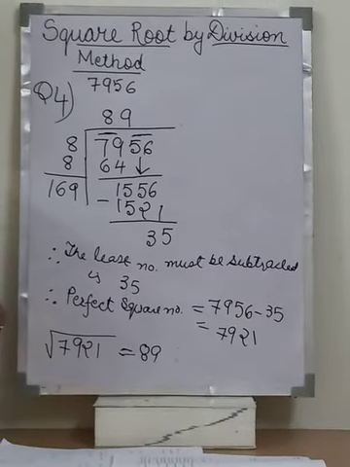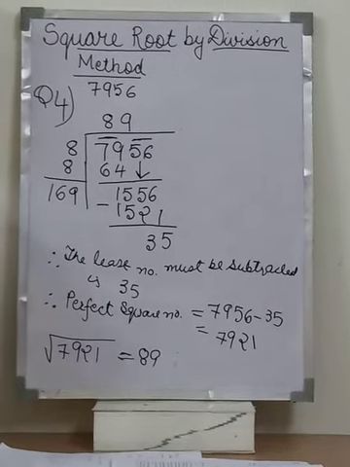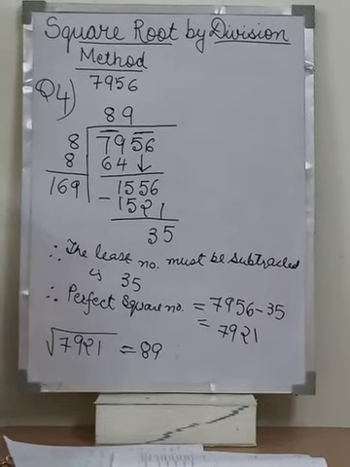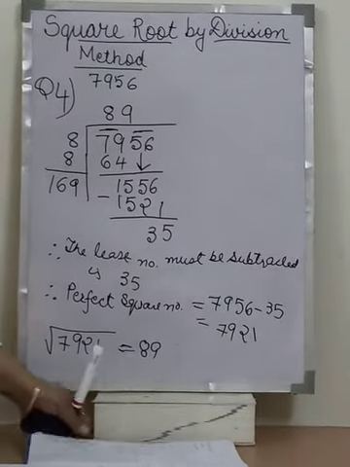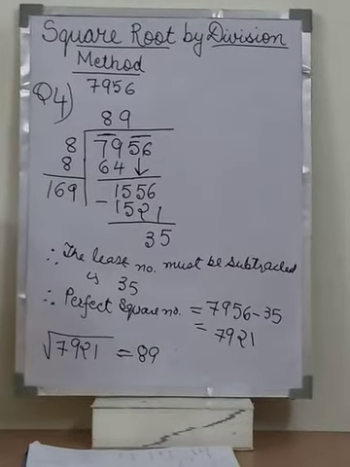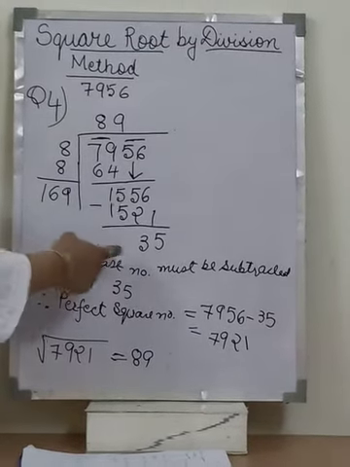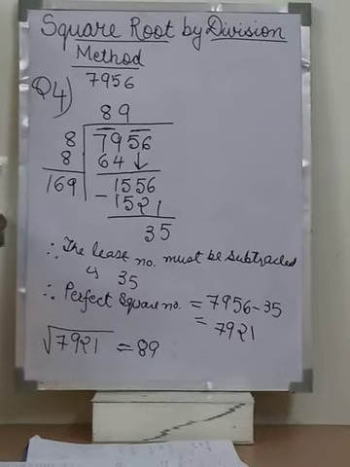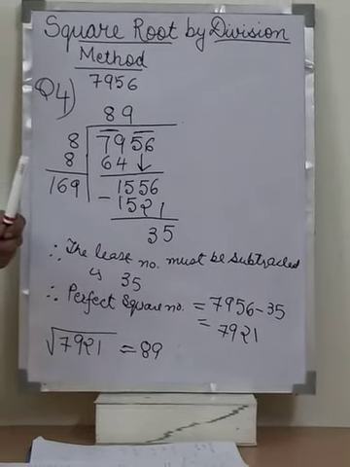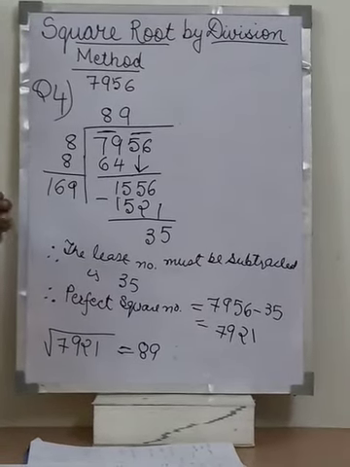Then I come to question number 5. Questions number 5 and 6 are again of the same type. I do question number 6 for you. Question number 6, what they are asking: find the least number that must be added. Here we subtracted. Now we are looking for the number which should be added to make it a perfect square, and then find the perfect square number and its square root.